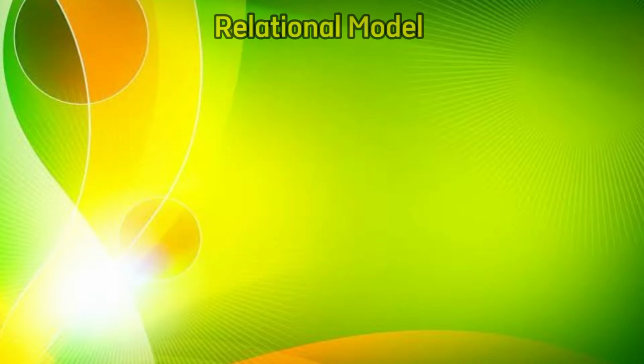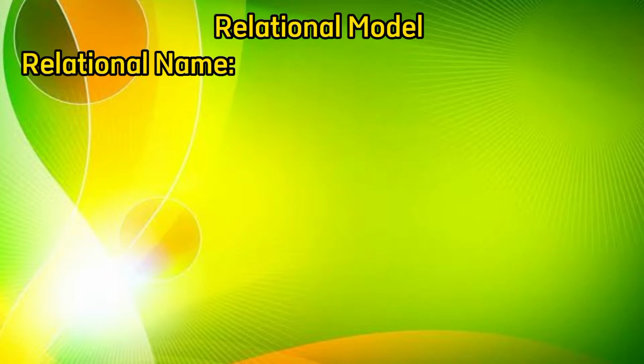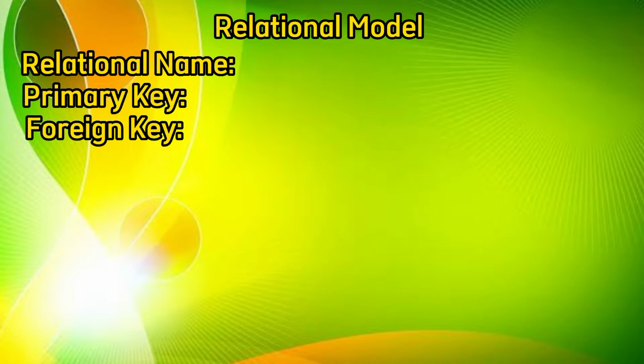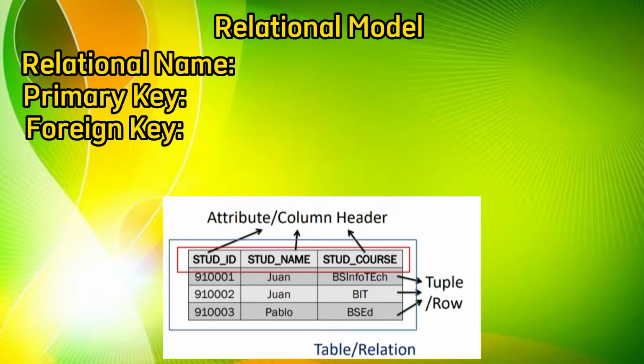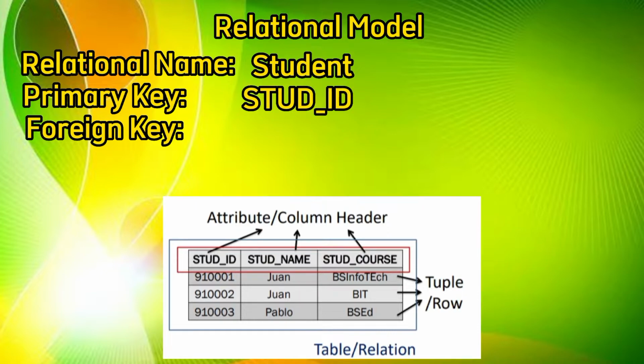So let's start with relational model. The relational model basically consists of relational name, primary key, foreign key, and the table of attributes. In the relational name, you can see the table name, and it must be unique. For example, student. In the relational name student, it serves as the name of your table. You can easily identify the primary key by looking at the first attribute in the first row. In the sample picture, the primary key is stud_id.